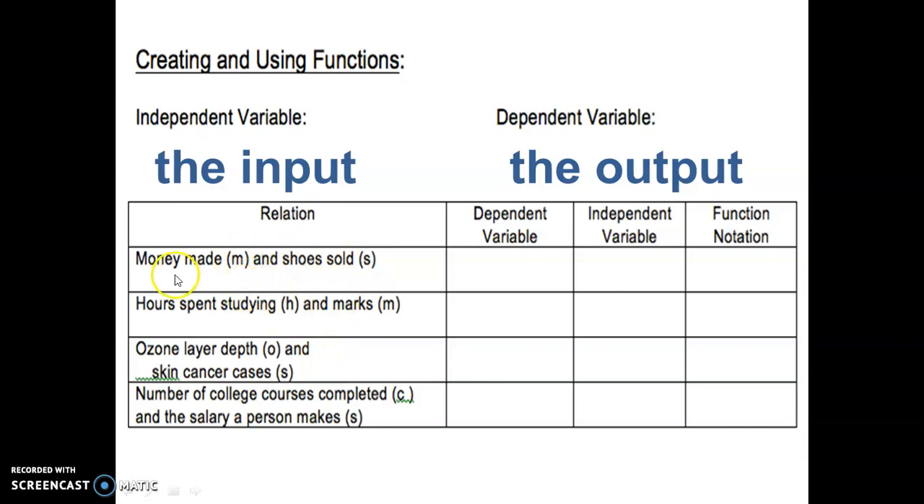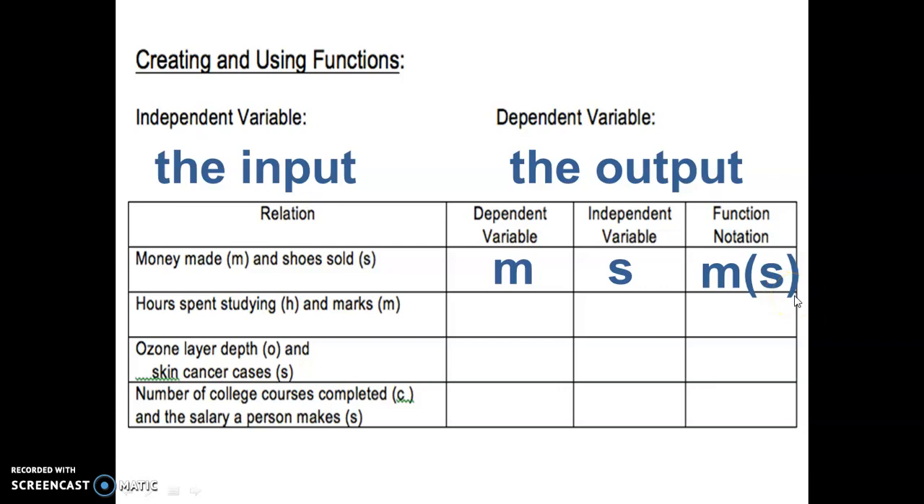For example, there's a relationship between money made and shoes sold. So let's say somebody's selling shoes at a store. Which one is the independent variable, or the dependent one? Well, the dependent one is money made, because the money you make depends on the number of shoes you sell. So the independent variable is S, shoes sold. In function notation, we can write that as M of S. That means money made based on the input of shoes sold.